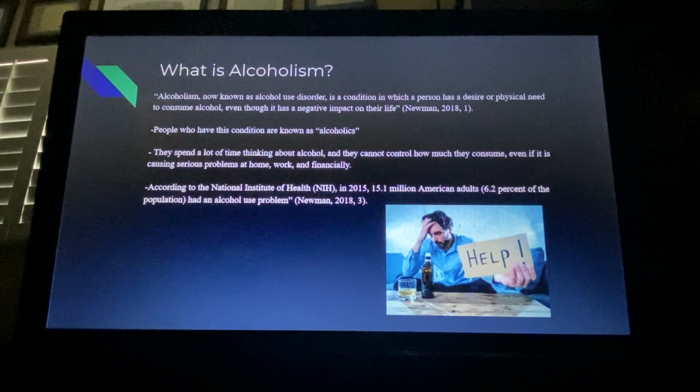According to the National Institute of Health, 15.1 million adults have an alcohol use problem, and that's a lot of people. So we really need to crack down on alcohol use and recognize that it is a big problem in society.